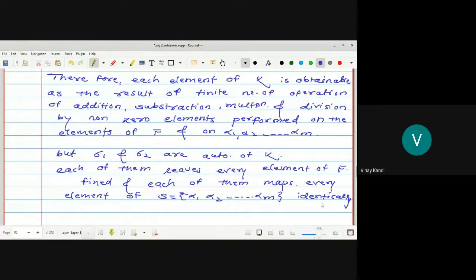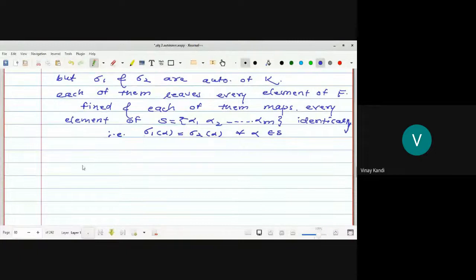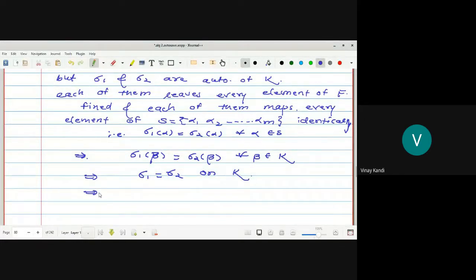What is the meaning of this one? Sigma 1 of alpha is equal to sigma 2 of alpha for all alpha belonging to capital S. So therefore, sigma 1 of beta, take the beta from K now, is equal to sigma 2 of beta for all beta belonging to capital K. Hence, sigma 1 is equal to sigma 2 on K. This implies psi is 1-1. Is it correct? Any doubt up to here?